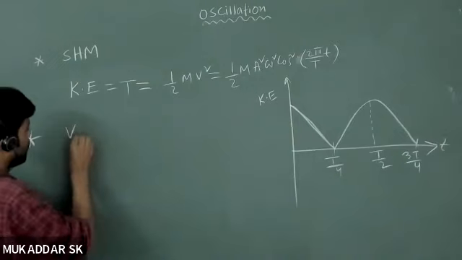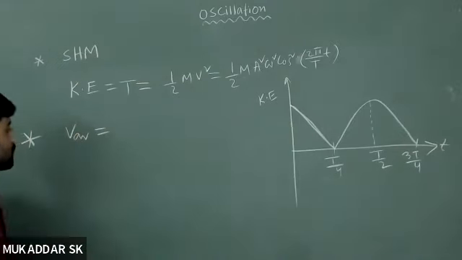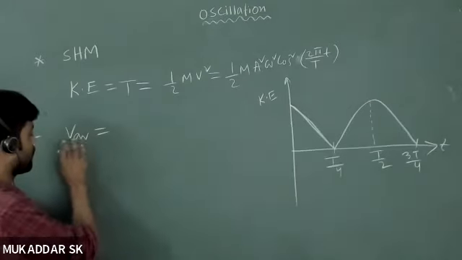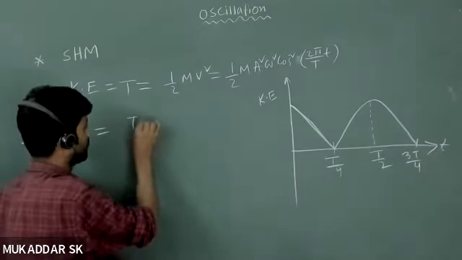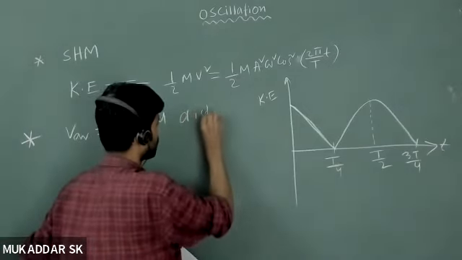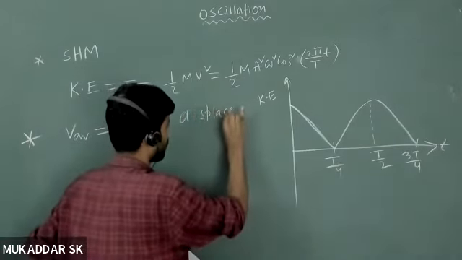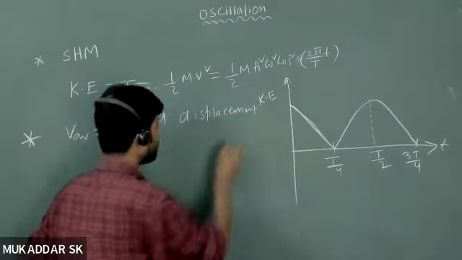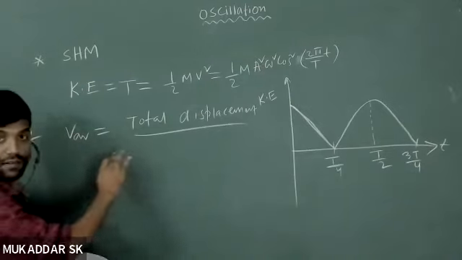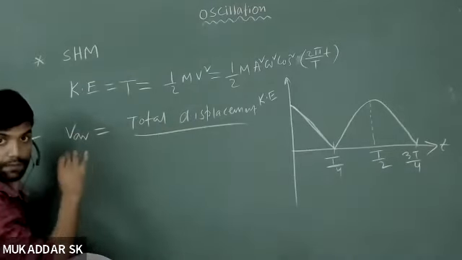So average speed, let us assume V average. What is the definition? Average velocity will be nothing but total displacement divided by time. So for one complete cycle, how much time does it take? Capital T, right?